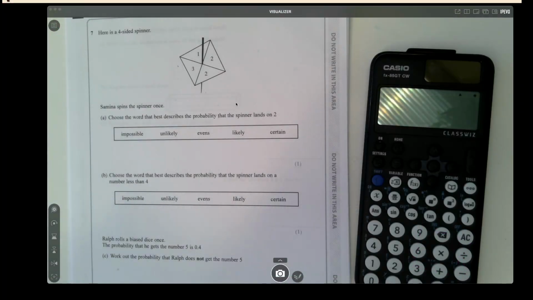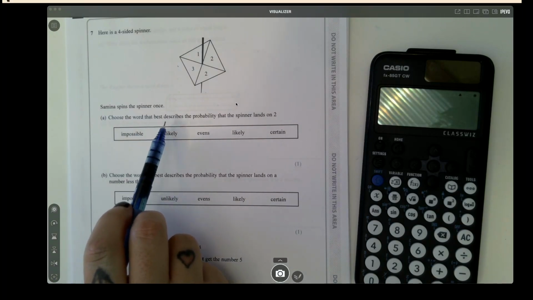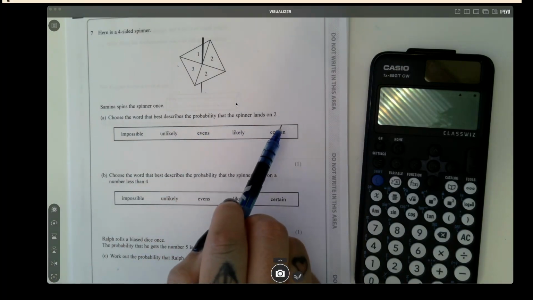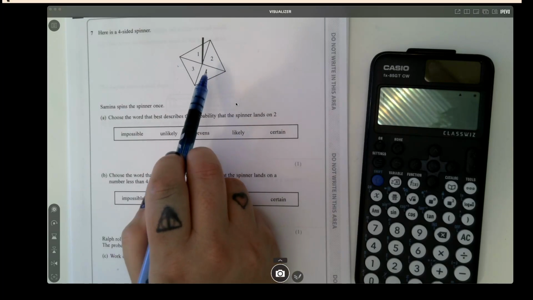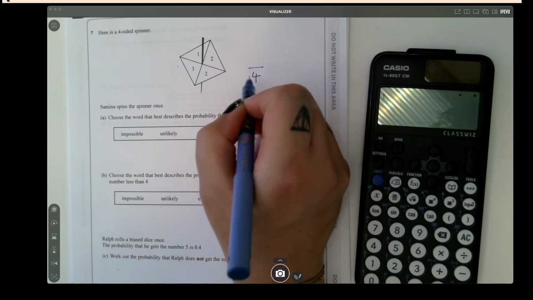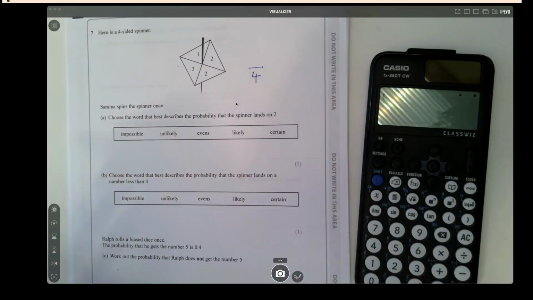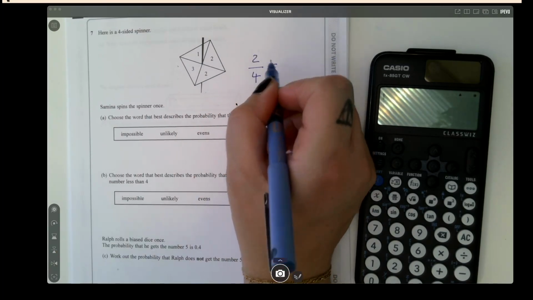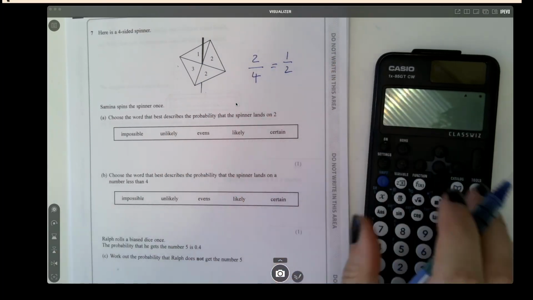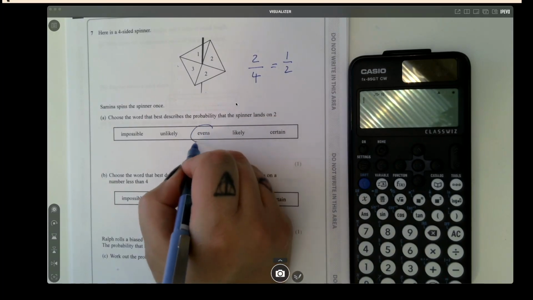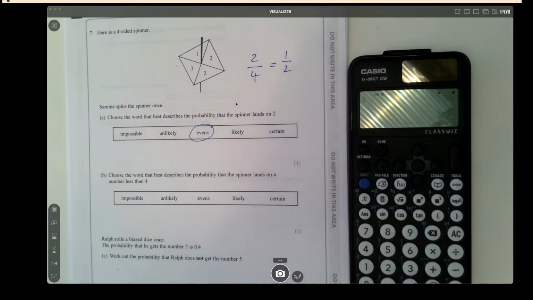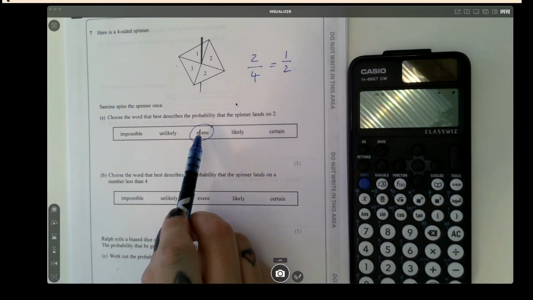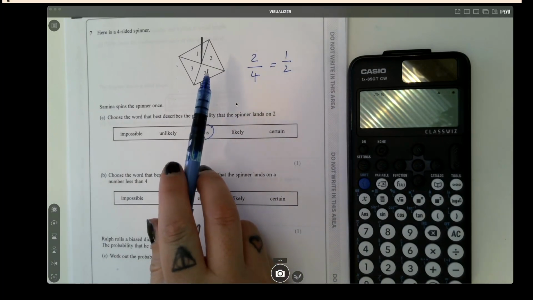Question 7. Here is a 4-sided spinner. Samina spins the spinner once. Part A. Choose the word that best describes the probability that the spinner lands on a 2. So there are 4 possible answers. There are 4 possible sections of the spinner that it can land on. 2 of them are a 2, which simplifies to a half. So it's an even chance, 50-50 chance that the spinner is going to land on a 2.